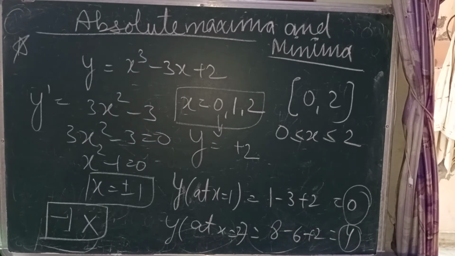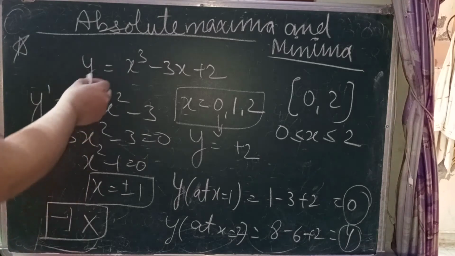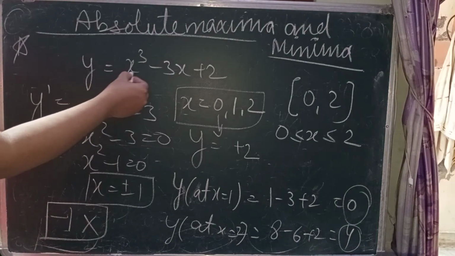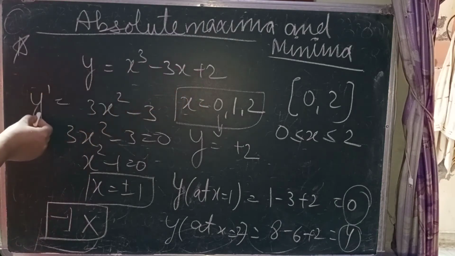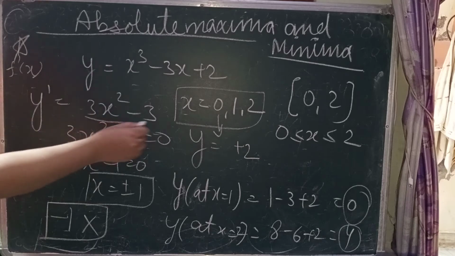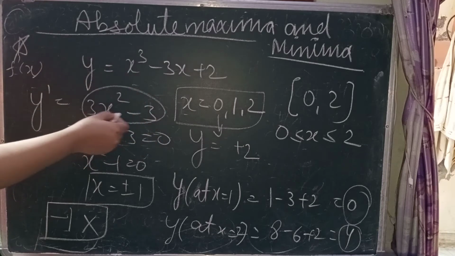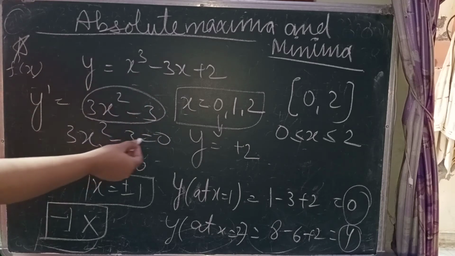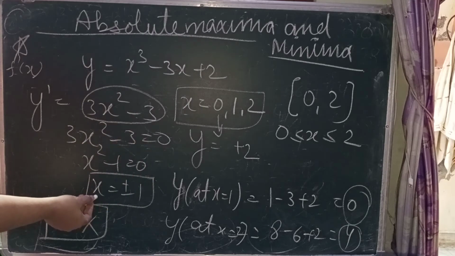For this purpose, first of all you have to differentiate your function, y is given as x cube minus 3x plus 2. You can write it dy over dx or you can write it f dash x also. As I differentiated, I got 3x square minus 3. Then we will keep it equal to 0 and we will get our critical points.